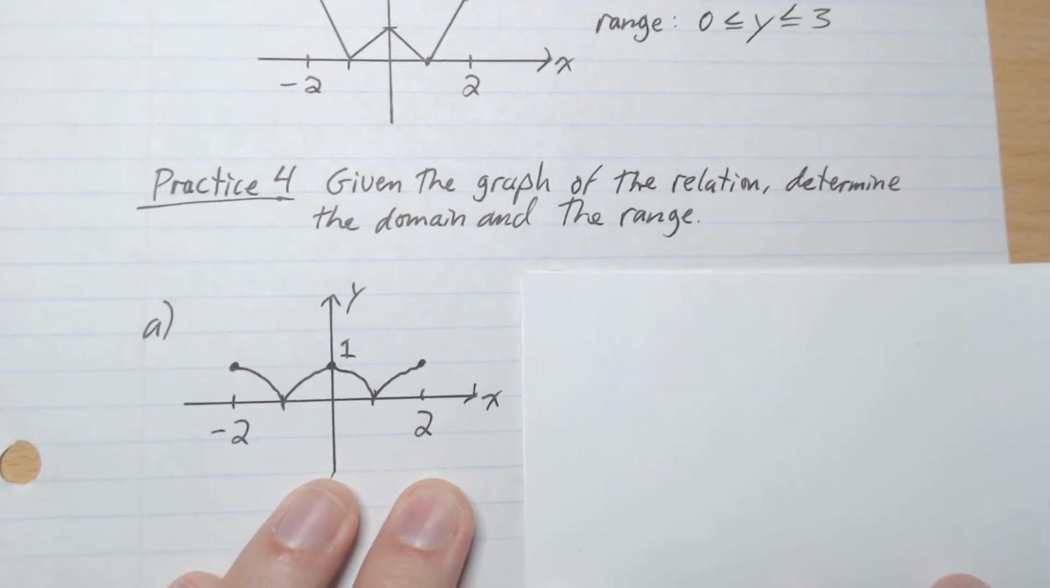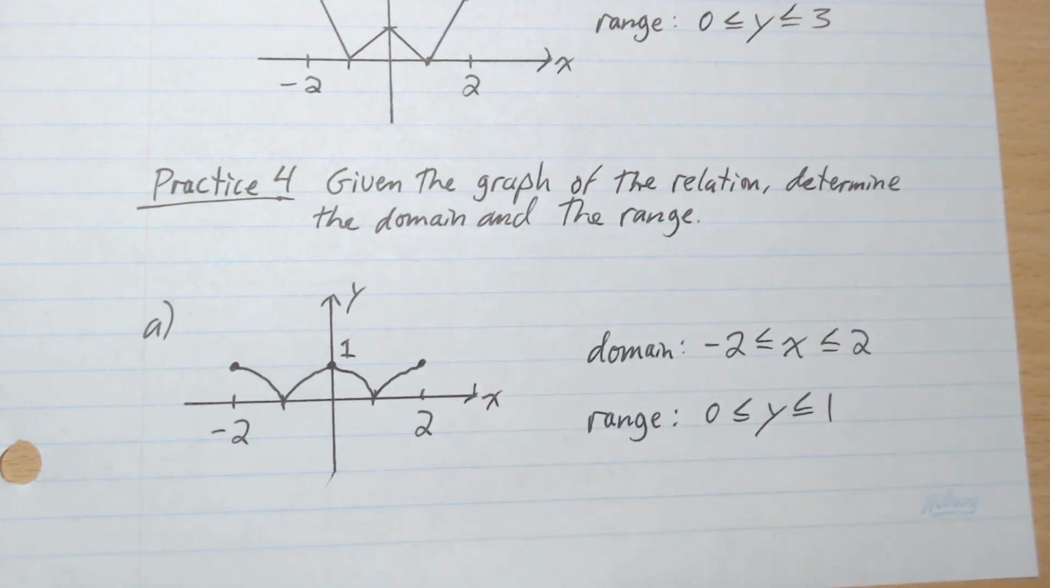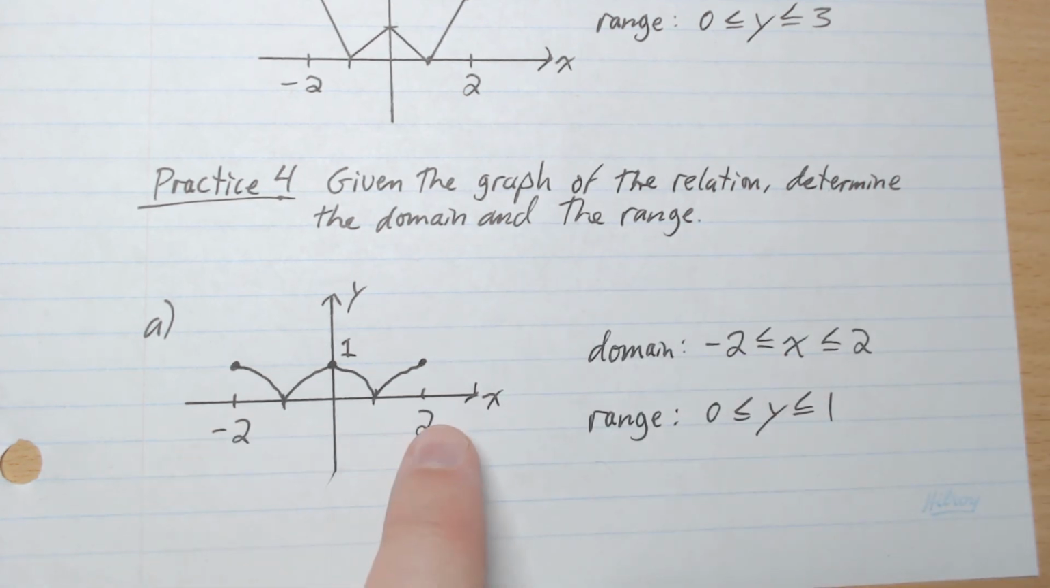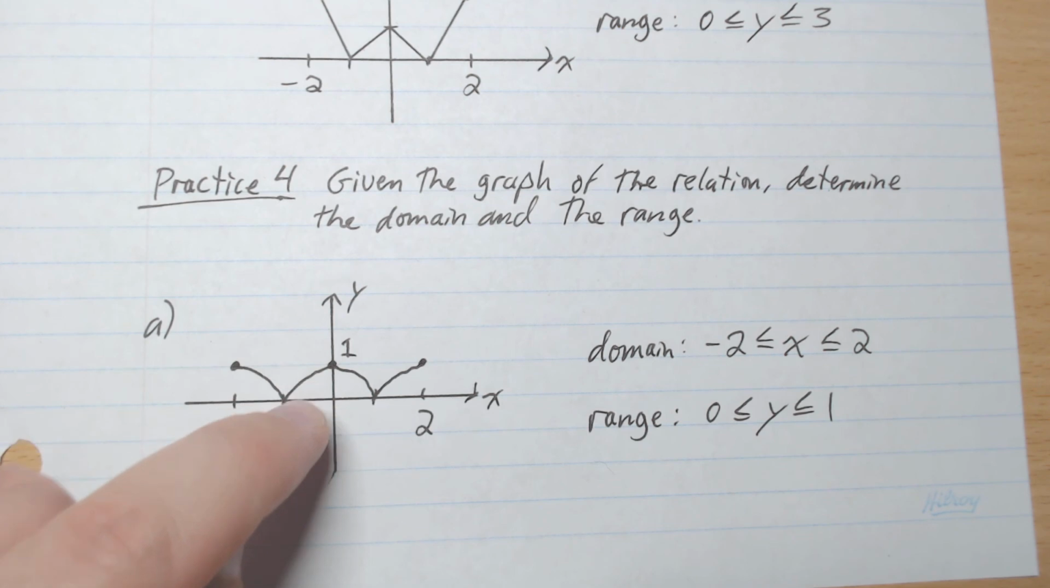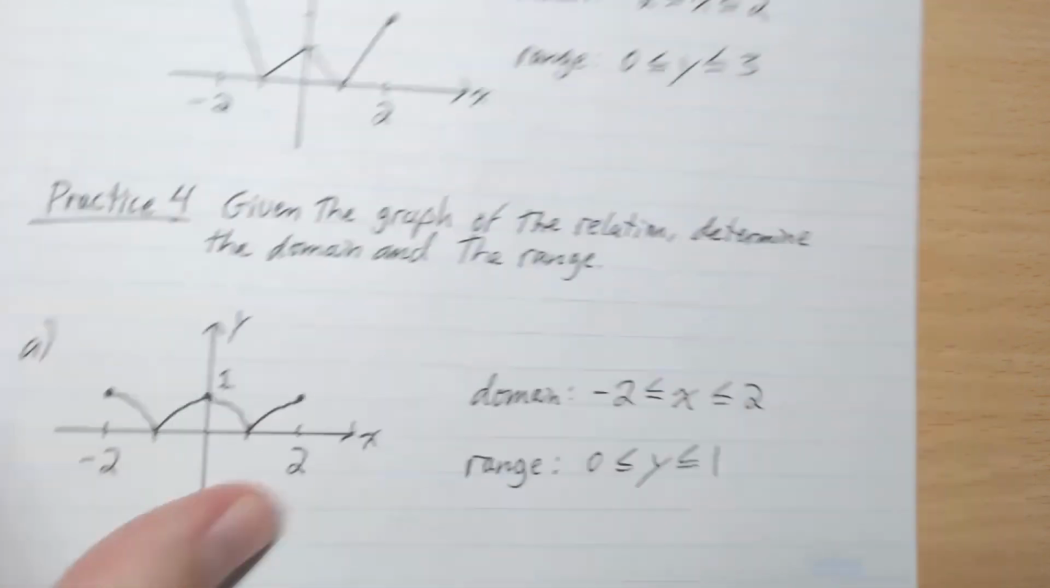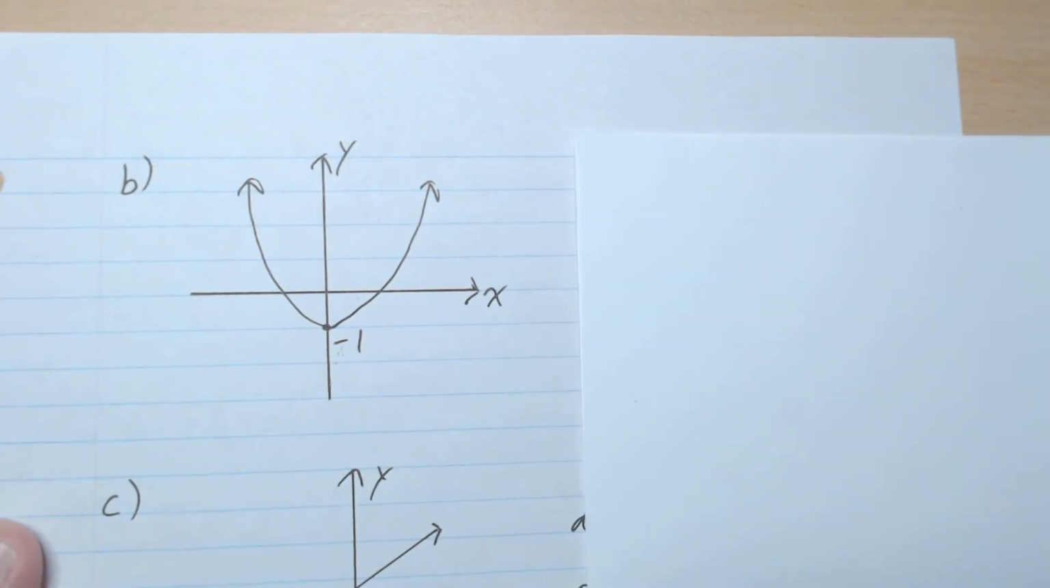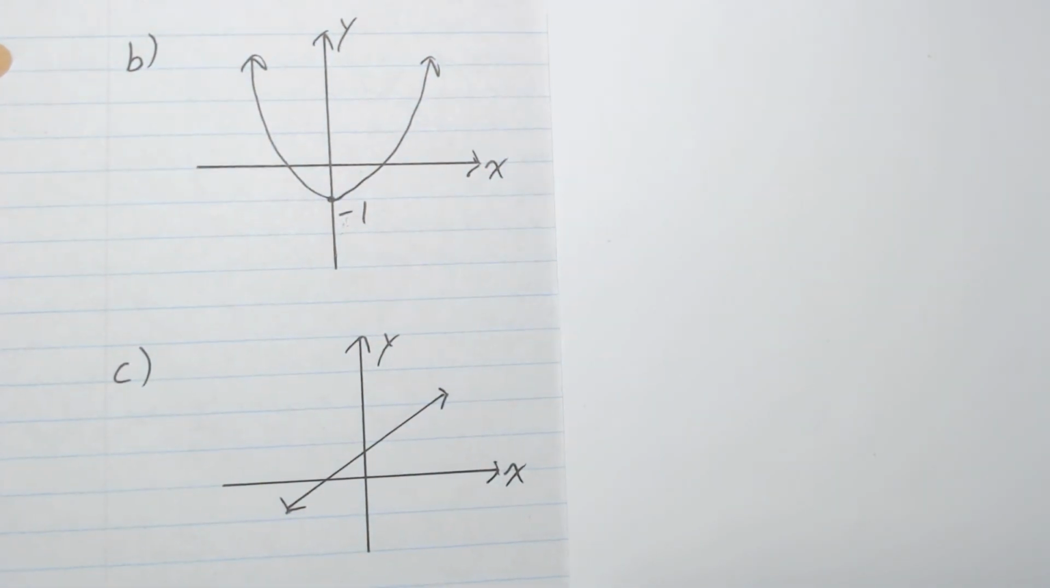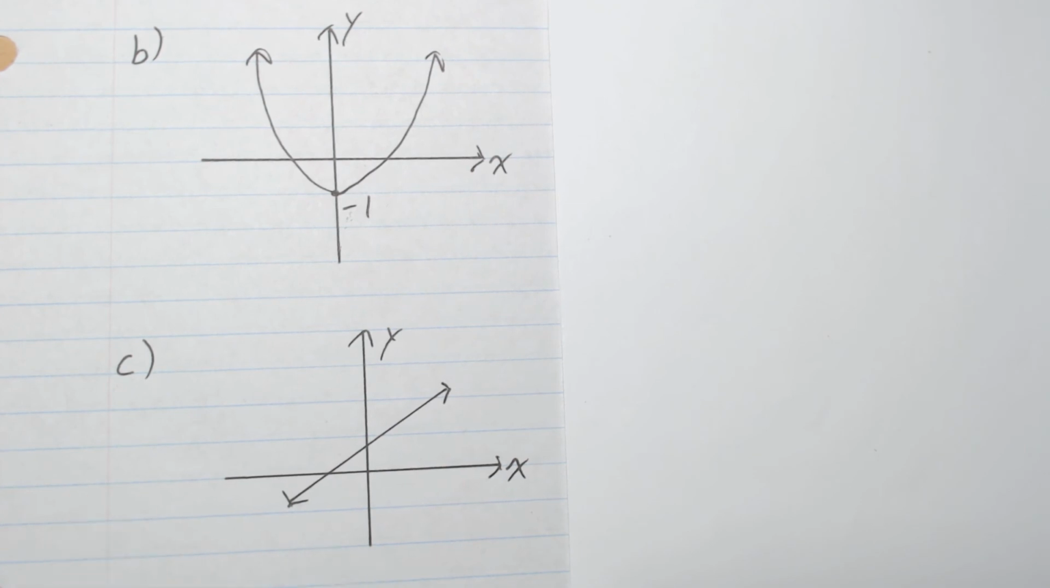Okay, so practice number 4. Given the graph of the relation, determine the domain and the range. So here's our first graph. Go ahead and pause the video and answer that. Okay, we're back. Domain between -2 and 2. Range is between 0 and 1. Okay, a couple more practice problems. Here's B and C. Go ahead and pause the video. Same question. Go ahead and answer that.